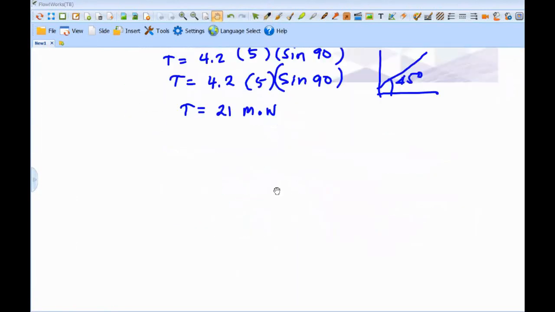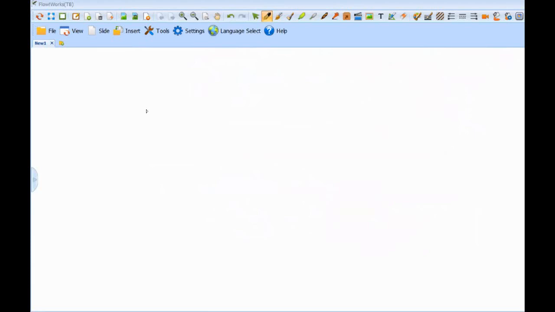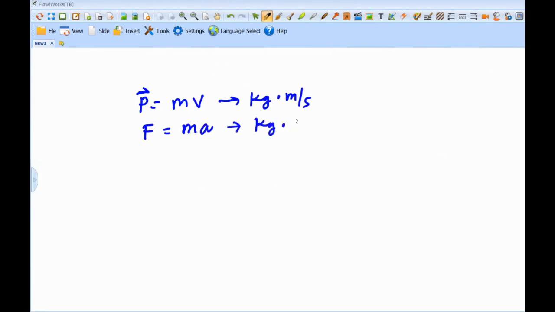Okay, so let us revise the formulas we had. Momentum is represented by the letter P. The product of mass and velocity is momentum, and its unit is kilograms meters per second. Then force is the product of mass times acceleration. Its unit is kilograms meters per second squared, or newtons, right? Newtons.